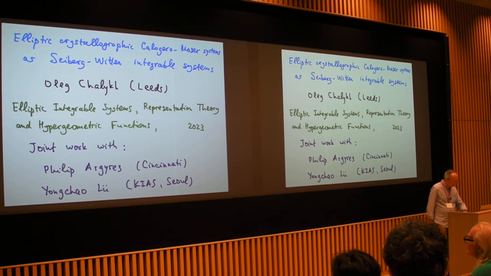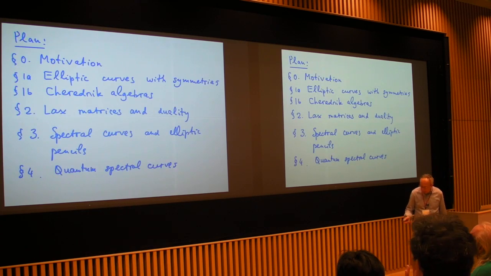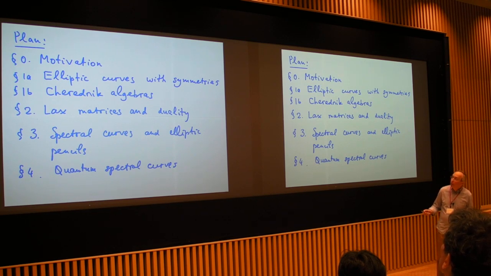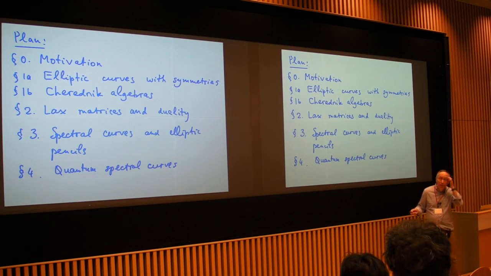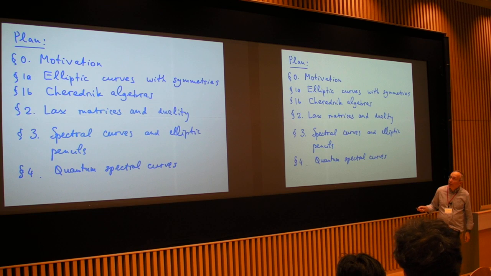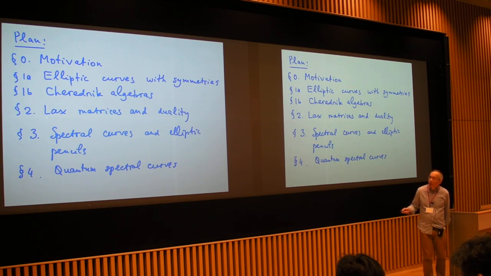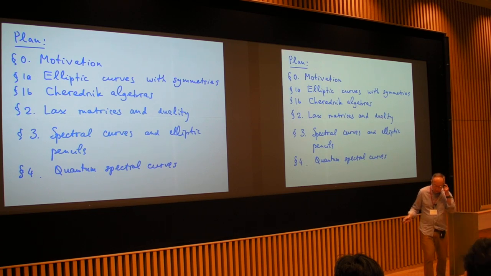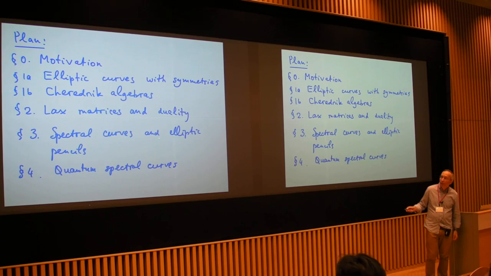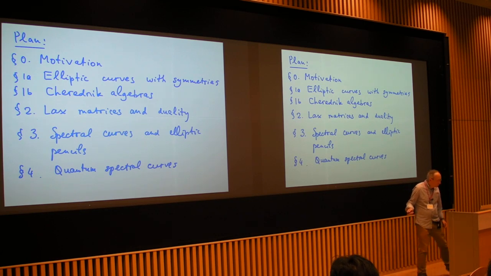Okay, so here's a plan. I will talk about the motivation for this work, and then the underlying geometric object for the integrable systems. I will talk about elliptic curves with symmetries and the corresponding Cherednik algebras, elliptic Cherednik algebras, and then the Lax matrices and duality for these systems, and eventually come to the spectral curves, classical spectral curves for these integrable systems, which can be interpreted in the rank one case, which I will mostly concentrate on for simplicity, as elliptic pencils of specific form. And then I hope time will permit me to say something about the quantum spectral curves at the end.